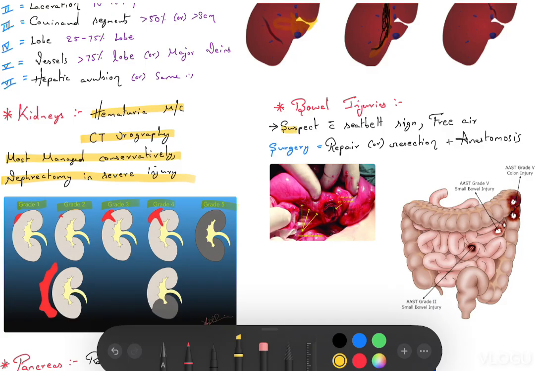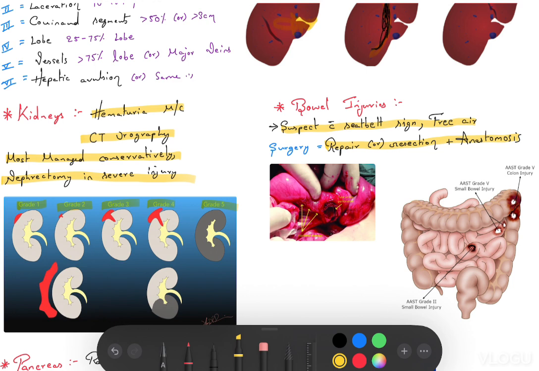If you're suspecting it with a seat belt sign or free air, then we have the options: primary repair, or resection and anastomosis. For colon injury, it depends on contamination and stability. The options are that we can repair and do an anastomosis, or we can do a stoma.